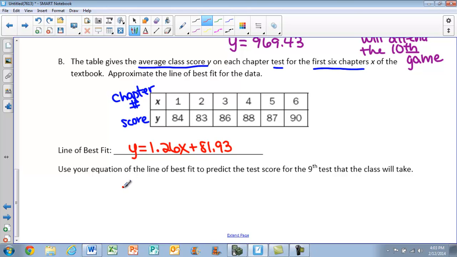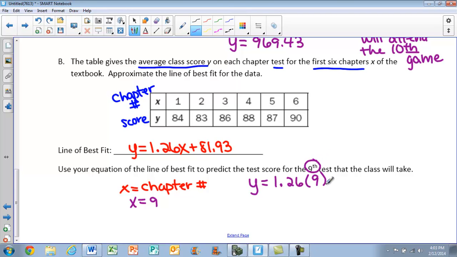So what that's telling me is my test number, remember that's x. X equals my chapter number or my test number. We want to predict the score. So we're going to substitute x equals 9 into our equation. So we have y equals 1.26 times x, which since it's the 9th test, we plug in 9, plus 81.93. Now it's just a matter of simplifying.